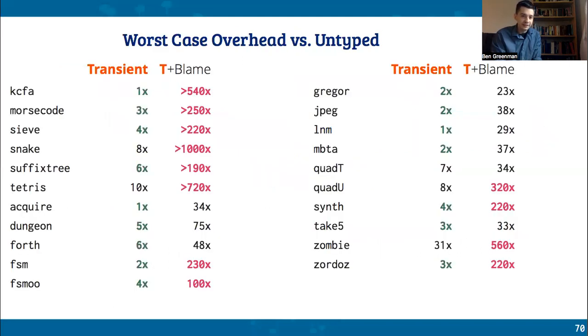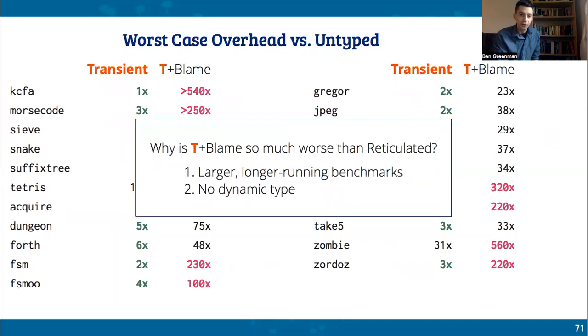Yes, and that is why we're seeing these overheads of 100 or more. The ones that say greater than, like the first one, KCFA greater than 540, that's because we timed out the benchmark after running for 10 minutes. So it's at least that much slower than untyped. Why are we seeing these huge numbers when Reticulated saw a worst case of 18x?